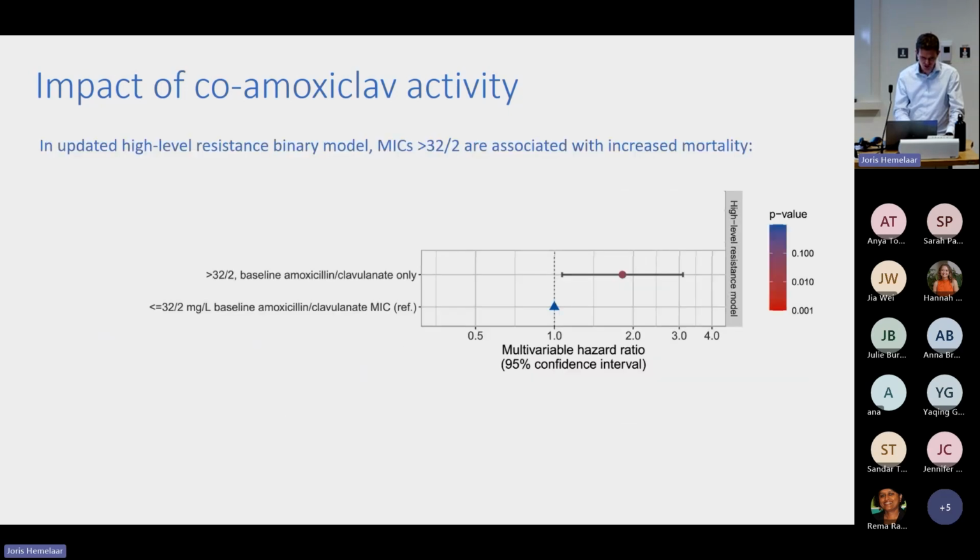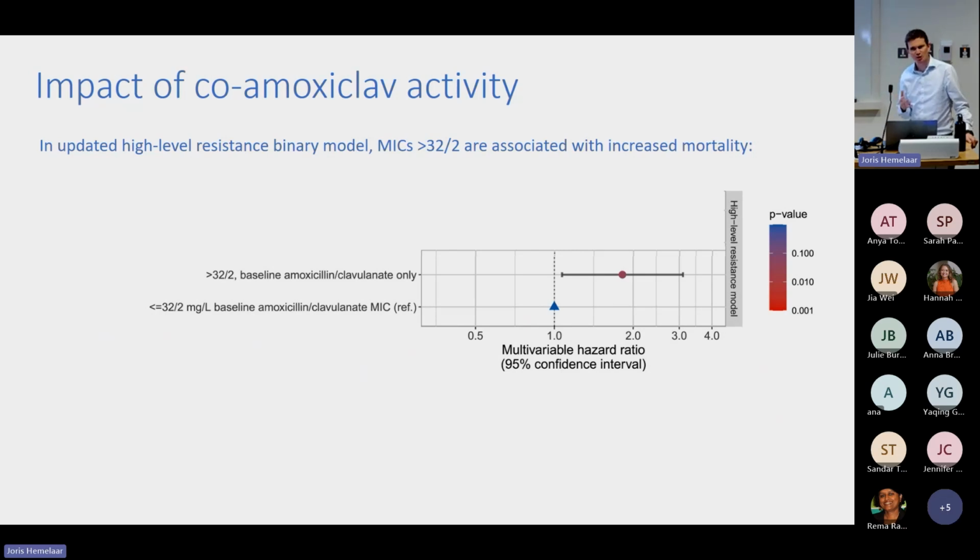And then if we focus in an updated model, just to consider high-level resistance, you can see that in this exploratory analysis there's some evidence of increased mortality, and actually a hazard ratio approaching nearly 2 for having high-level resistance. And you might remember that I said 25% of people have resistance to co-amoxiclav, so there's potential for quite a few people being harmed.